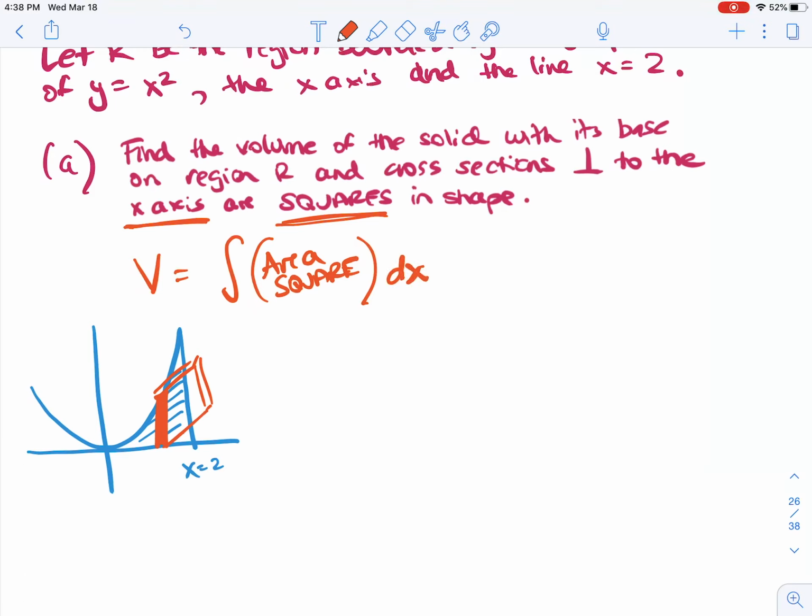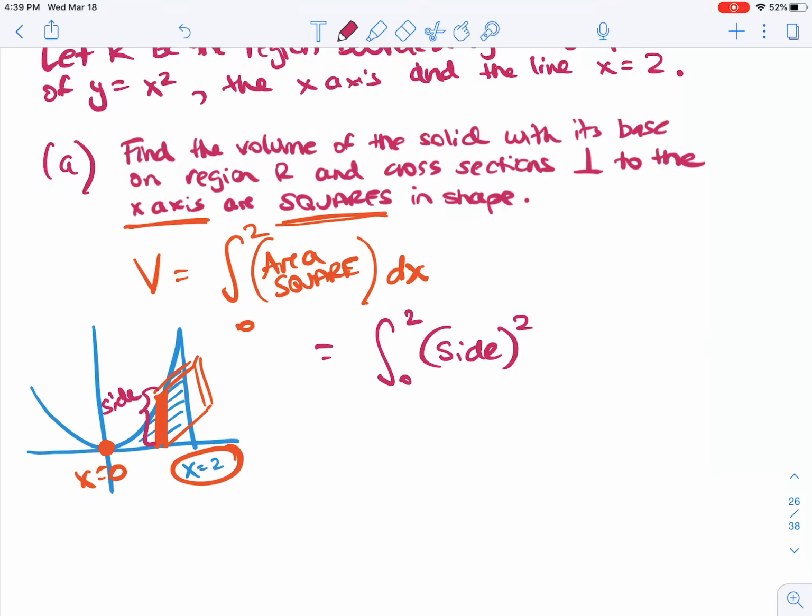But I clearly see that I have a vertical rectangle drawn in. That means my integral is dx, end of story. That also tells me I get my limits of integration along the x-axis, end of story. The only thing I have to decide is, what's the area of a square? So I'm going to look at that length of the rectangle as being the side. I'm going to write the volume, the integral from 0 to 2. I'm going to say, hey, if I could just find an expression for that side and square it, I'm done.